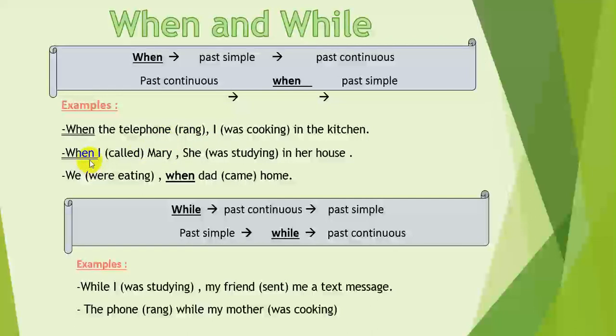Also when at the beginning of the sentence. When I called Mary, she was studying in her house. Again, a longer action, and my call has interrupted her studying, right? Again, what comes after when? The past simple. Great. Okay, let us now check an example where when is in the middle of a sentence.